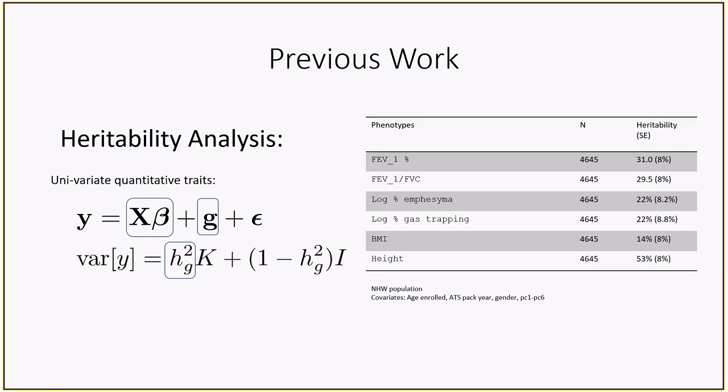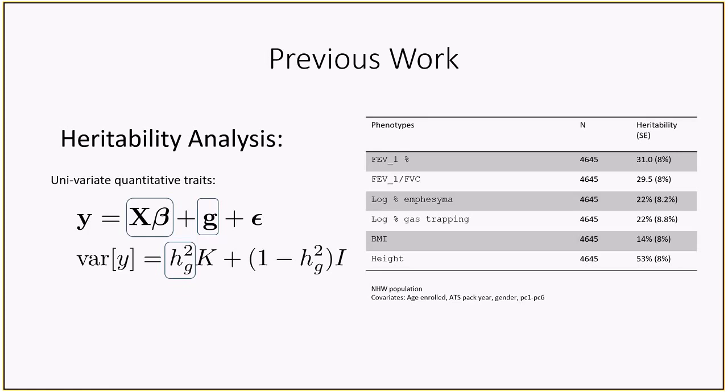FEV1 divided by this is another factor. Emphysema is a quantitative value, the percentage of emphysema is a clinical value that people use in clinic to calculate how much emphysema they have. Basically, when there is destruction of the tissue, you see more air in the CT scan of the lung, so the distribution of the Hounsfield unit shifts more toward the left. So they apply a threshold, roughly the value of air, count the number of voxels that have less than that threshold value, and use that as a quantitative trait. The log gas trapping is exactly the same thing when you exhale the entire air.